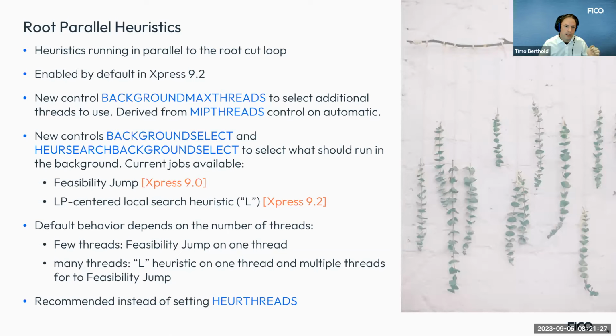Given that this depends on how many threads are available for background tasks, what will be enabled also depends on the number of threads. So if you only have very few threads, only feasibility jump will run, and the L heuristic is only added if sufficiently many threads are available. If you were a user of our Hero threads control, you might instead want to try this one now.